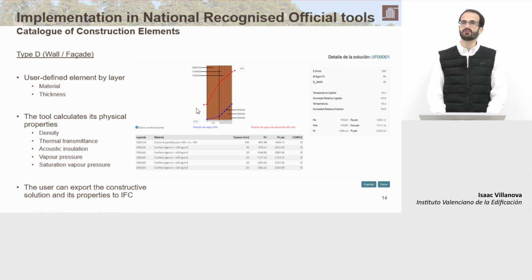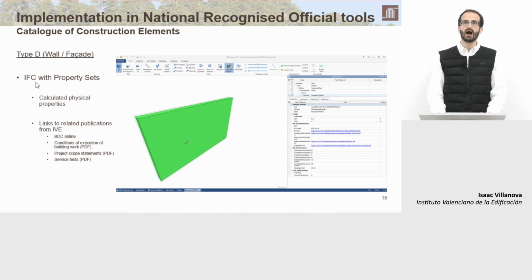The user has to define the material and the thickness of each of the layers. Once the element is saved, the tool calculates its physical properties automatically. All the information is provided in several charts, and the user can export the constructive solution and its properties to the IFC format. And once that's done, in the property sets of that element, there are the calculated physical properties and links to related publications from IBE.